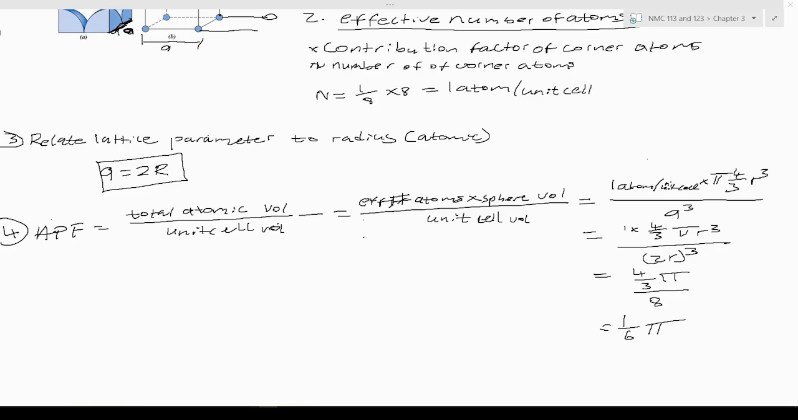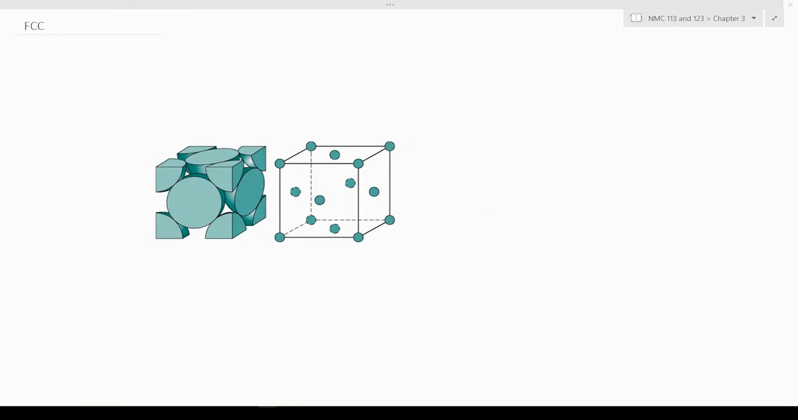Now let's take a look at the face-centered cubic. For this particular one, you have face-centered atoms on the 6 faces of the structure. So we're also going to determine what we worked out for the simple cubic, which was the coordination number.